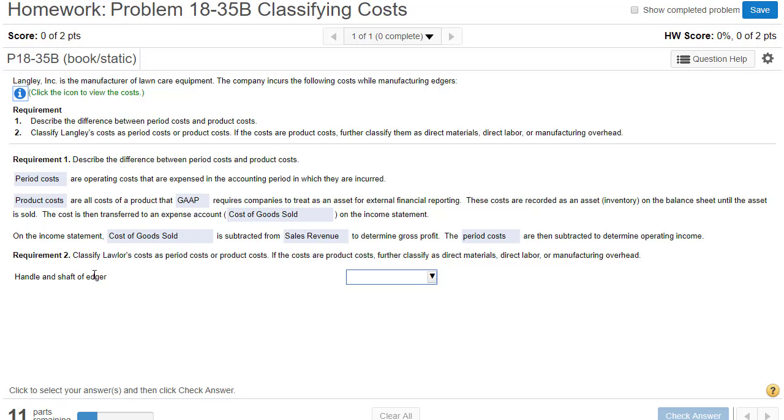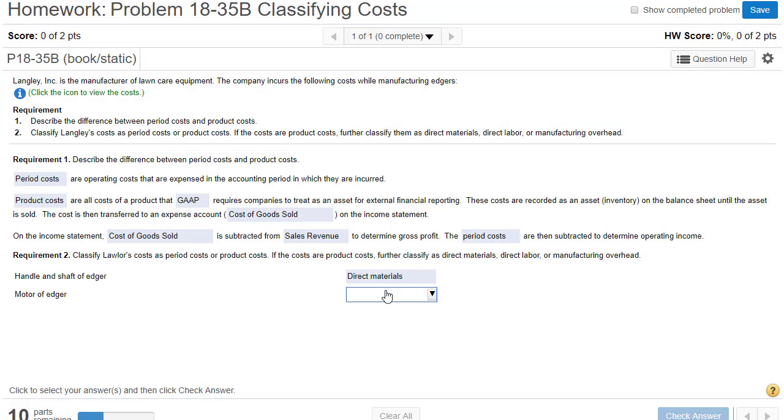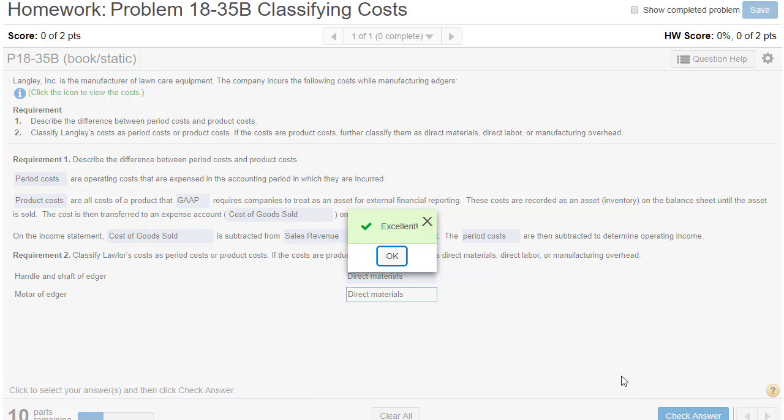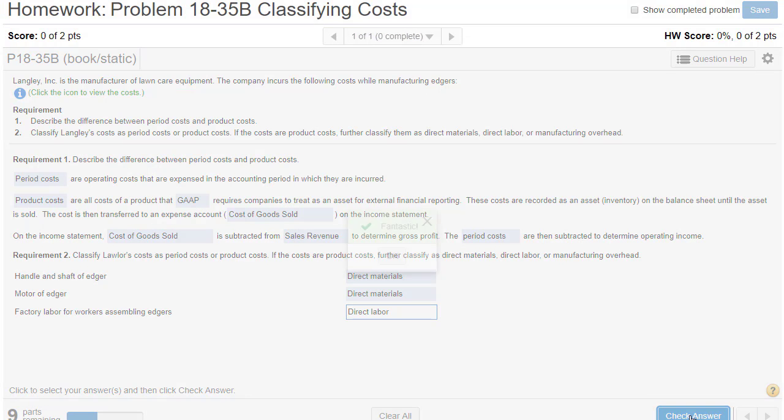So the handle and the shaft of the edger. The edger is a piece of equipment that helps edge your lawn. So that is obviously direct materials. The motor of the edger is also direct materials. It's part of the product and can be traced directly to each edger. Factory labor for workers assembling the edgers. These are the people who work directly on the edgers. So that is a direct labor cost.